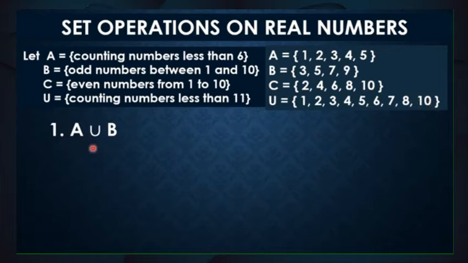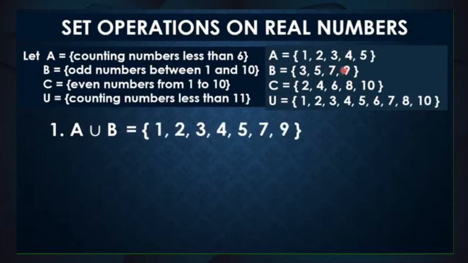Okay, so let's have A union B. Ibig sabihin, we will be getting the combination. We will combine the set of elements in A and in B. So, kung pagsasamahin natin lahat ng elements nito, we will have 1, 2, 3, 4, 5, 7, 9. Okay, let's check. 1, 2, 3, 4, 5, 7, 9. Kung as you can see, ma'am, dalawa po yung 3, dalawa po yung 5. Pero kapag sets kasi, there's no repetition.